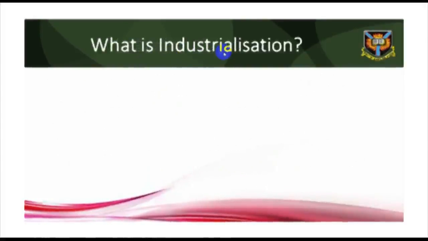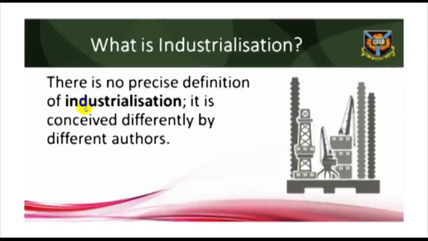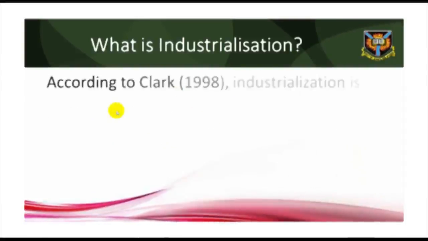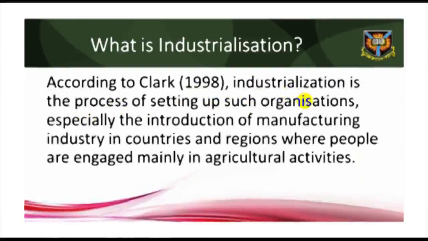What is industrialization? There is no precise definition of industrialization. It is conceived differently by different authors. According to Clark 1998, industrialization is the process of setting up such organizations, especially in the introduction of manufacturing industry in countries and regions where people are engaged mainly in agricultural activities.